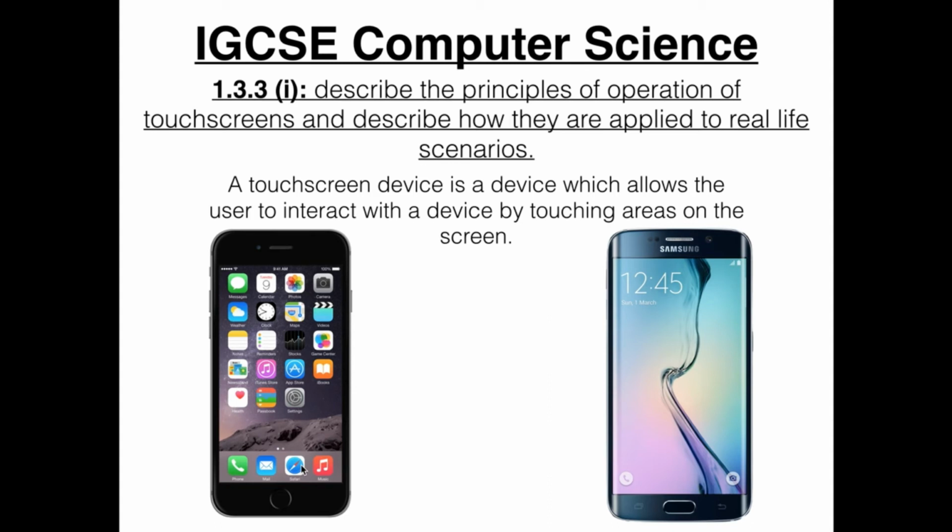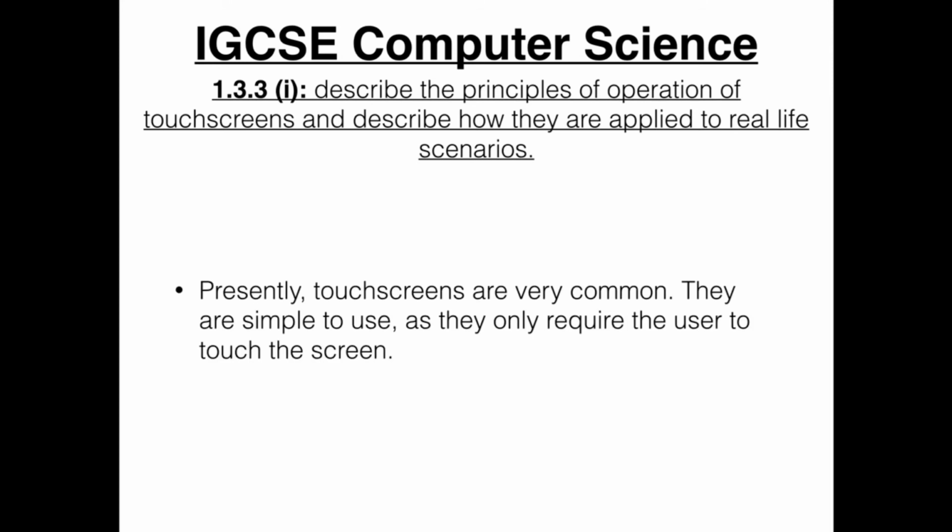We're going to be looking at three different touchscreen technologies: capacitive, infrared, and resistive. There are benefits and drawbacks to each of them. We'll be looking at the principles of operation of each system, the benefits and the drawbacks. So let's get started. Just a little introduction. Touchscreens are very common, and they're simple to use as they only require the user to touch the screen, which everyone can do because we use our hands in everyday life.